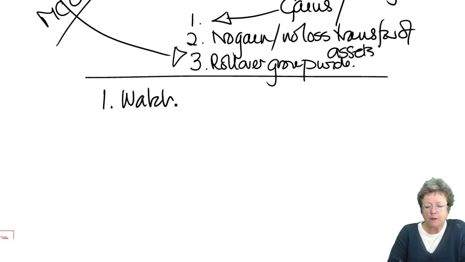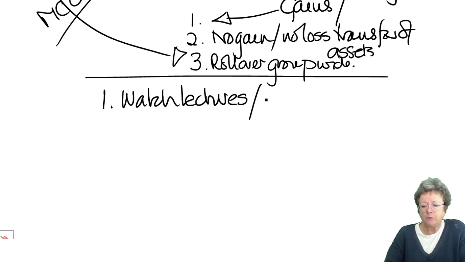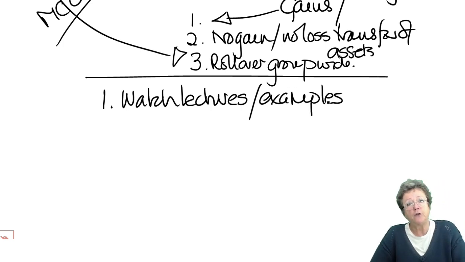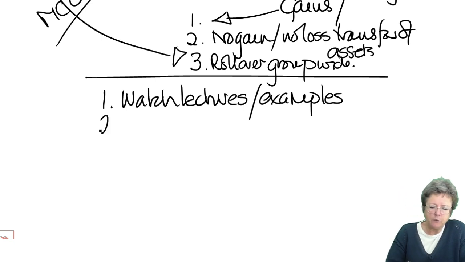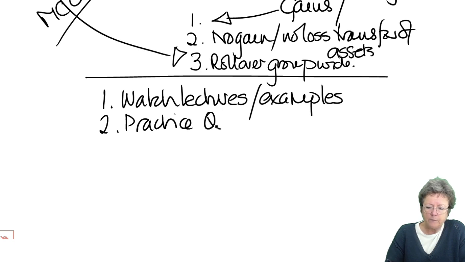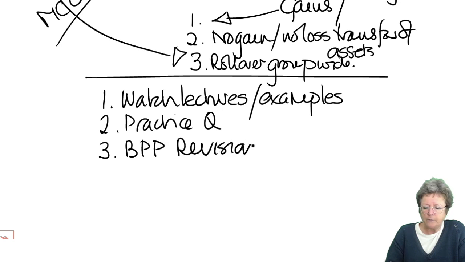watch the lectures. You may have to watch them several times. And do the examples. Sometimes in the examples I give you the model answer and we discuss it. Sometimes I've written it out. Make sure you understood how I got to that point. Okay. Do the practice questions. That's the next level up. And then the third level is the BPP revision kit. Just do some of the questions.